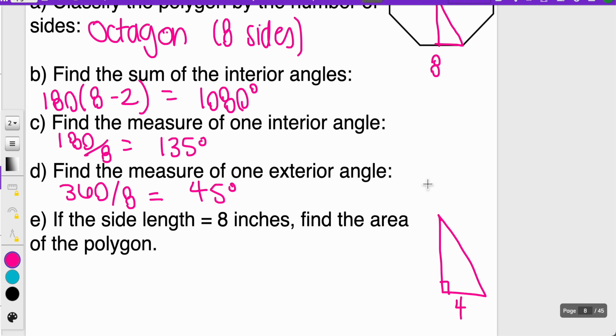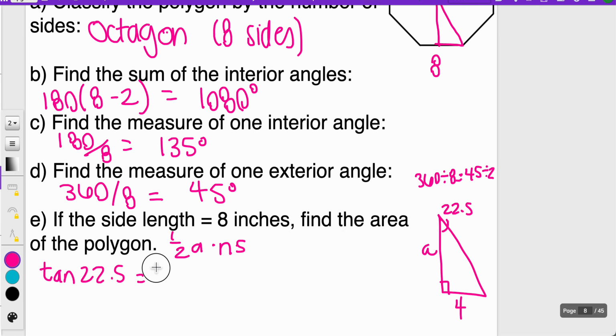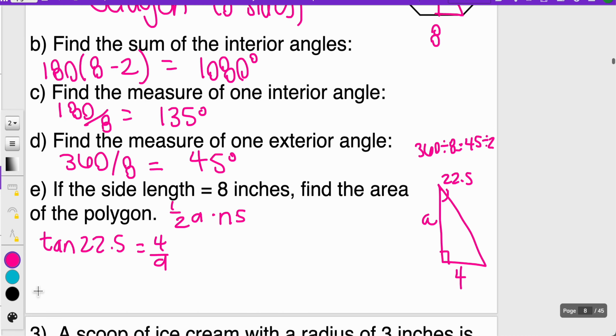And then from here, I know that if I do 360 divided by 8, I just got 45. So dividing that by 2 is 22.5. So I need to find my apothem because that's the only thing missing from my 1/2 apothem times number of sides times side length. So that would be tangent because it's opposite to adjacent. So I'll be using tangent of 22.5 is equal to 4 over a, which means a times the tangent of 22.5 is equal to 4.